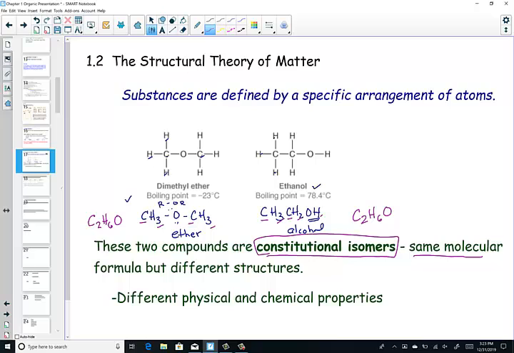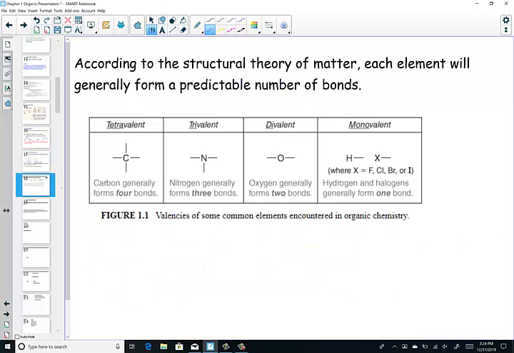constitutional isomers. And that is a very important key term. It will come up over and over again in future chapters. Those are compounds that share the same molecular formula, even though their connectivity is quite different. And because they have those atoms connected in a different order, they have very different chemical and physical properties from one another. So substances are not only defined by what elements they have, but how they're connected together. That's the heart of the structural theory of matter.